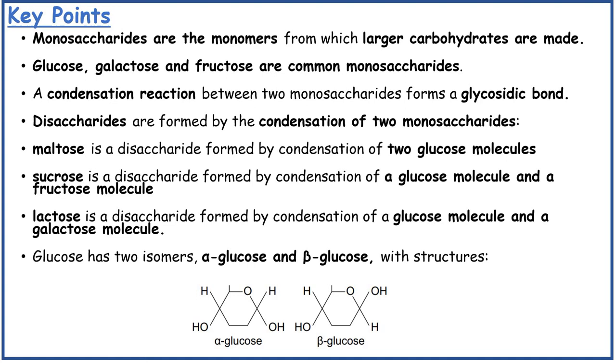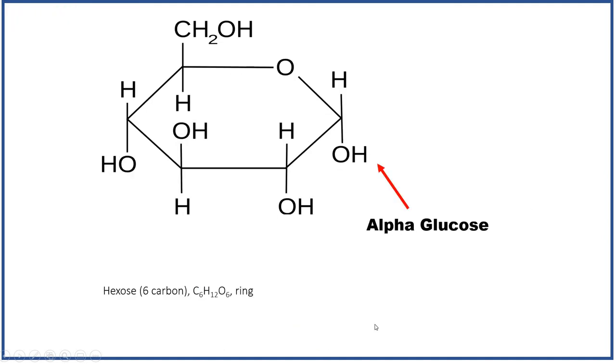And glucose has two isomers, alpha glucose and beta glucose, with the structures as follows. You can see that on alpha glucose the H is pointing upwards and the OH is pointing downwards, whereas on beta glucose, on that carbon, the OH and the H are flipped. Glucose is a hexose sugar, which means it has 6 carbons: 1, 2, 3, 4, 5, 6. It's got 12 hydrogens and 6 oxygens.